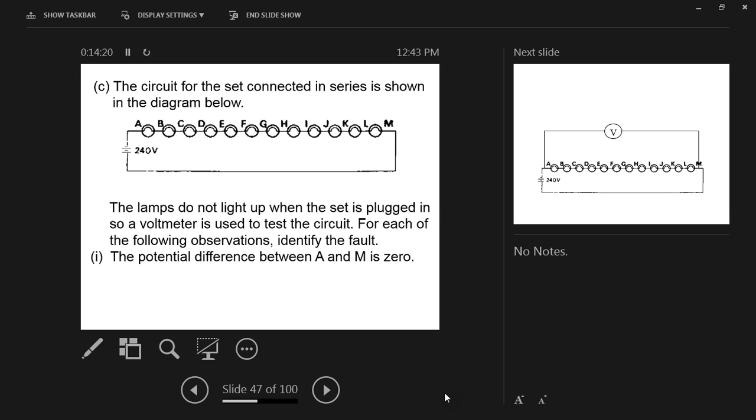Right, here comes the most challenging quiz question I have for you all, the series of questions. So now we take the 12 light bulbs, put them in series, and something is wrong. Oh no. I'm going to connect a voltmeter to try to find out what's wrong. The light bulbs don't light up. I want to try to identify the fault. So first thing I notice is if I connect a voltmeter between A and M, the voltmeter reads 0. What could possibly have gone wrong?